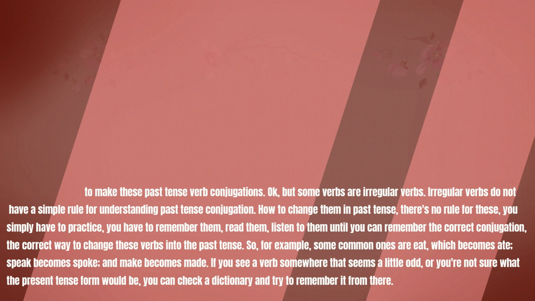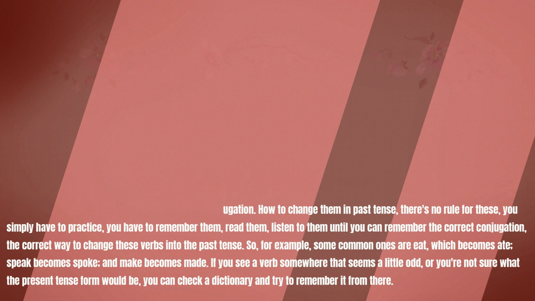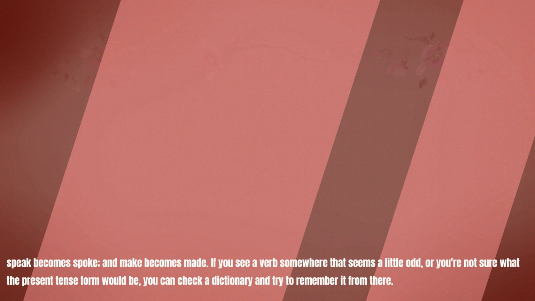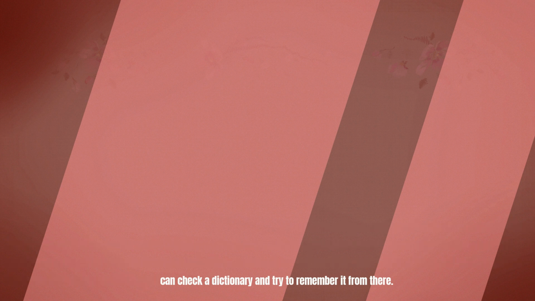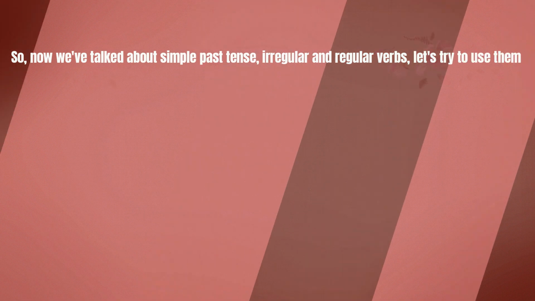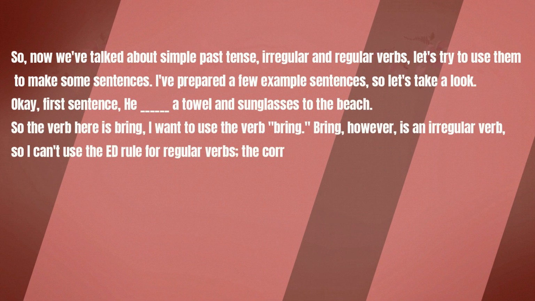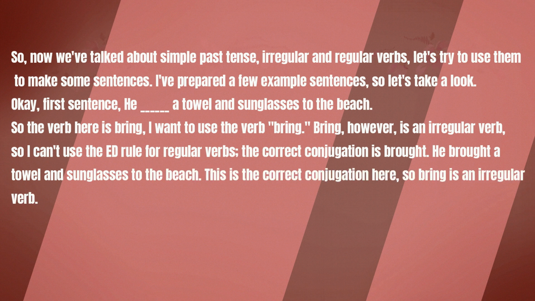If you see a verb somewhere that seems a little odd, or you're not sure what the present tense form would be, you can check a dictionary and try to remember it from there. So now we've talked about simple past tense irregular and regular verbs. Let's try to use them to make some sentences. I prepared a few example sentences, so let's take a look.